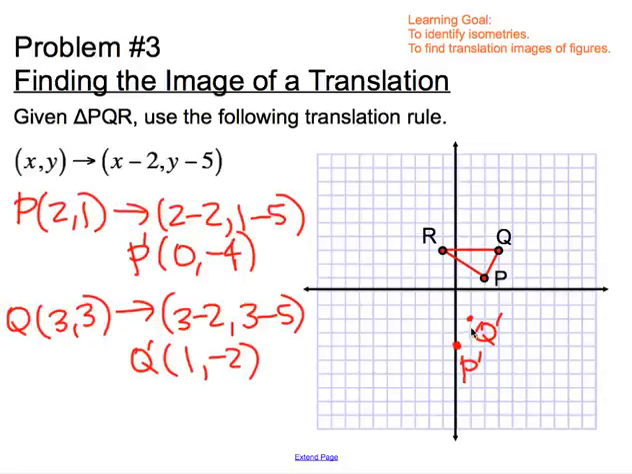Now, 2 points is probably enough here because once we connect these 2 points, we have to remember that translations are isometries. So they maintain the same exact shape. So in order to find R, we can actually use Q as a reference point and just go 1, 2, 3, 4 to the left of Q prime. So 1, 2, 3, 4 to the left of Q prime, and so we can find R prime in that way. And so we can connect R prime to Q prime and R prime to P prime, and there's our triangle.